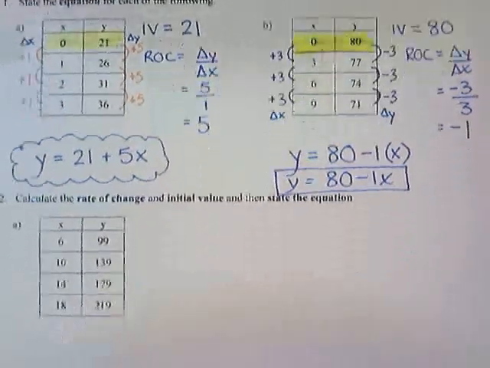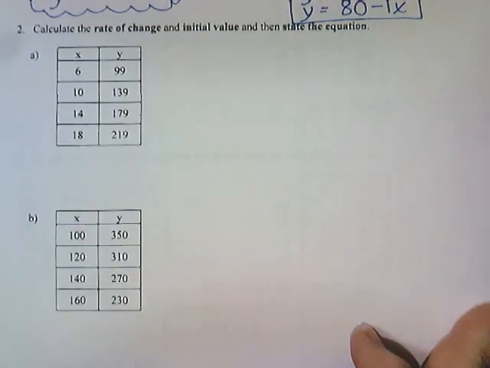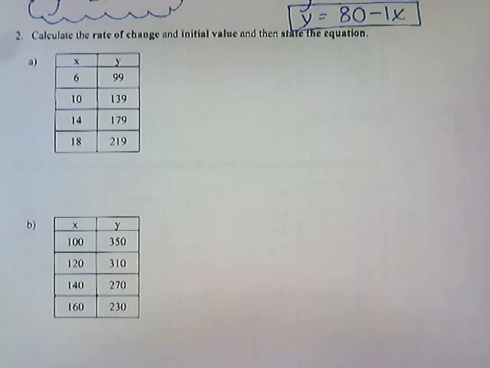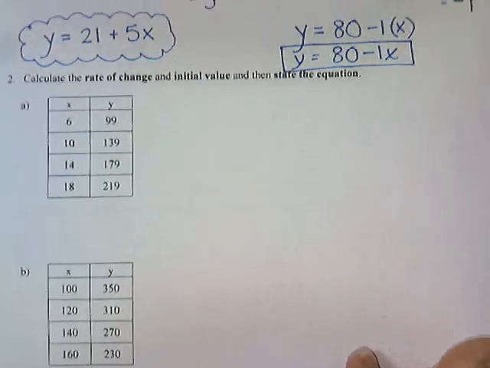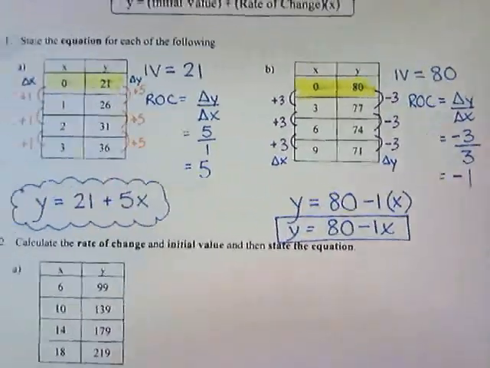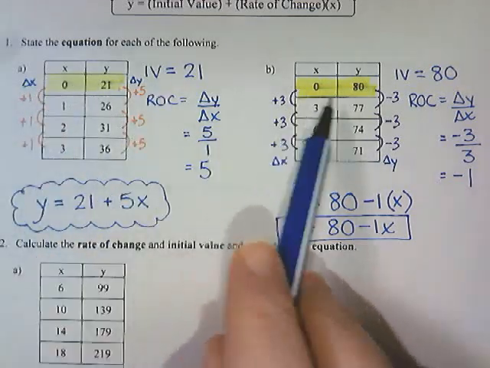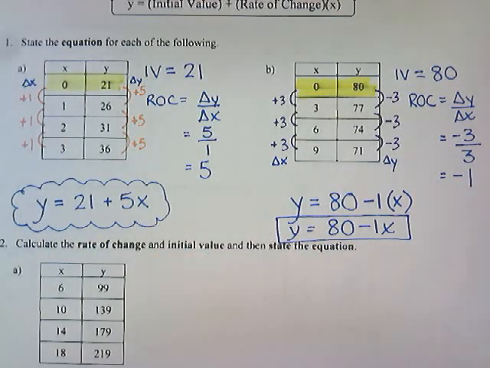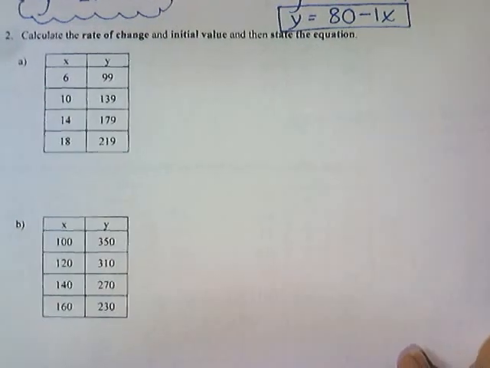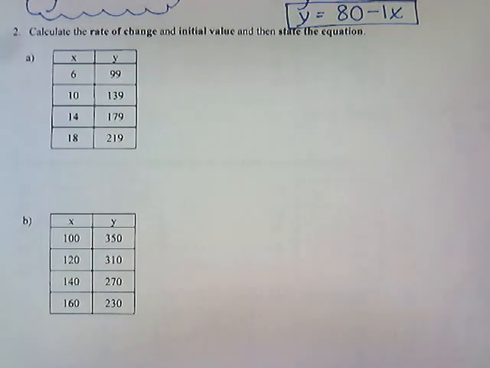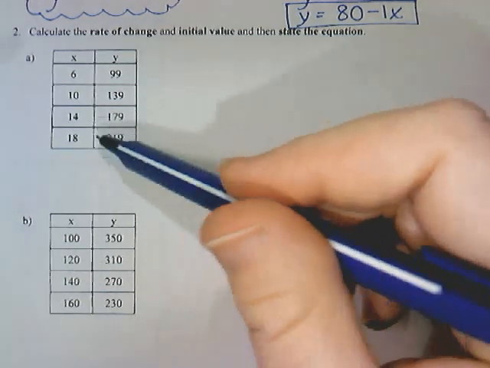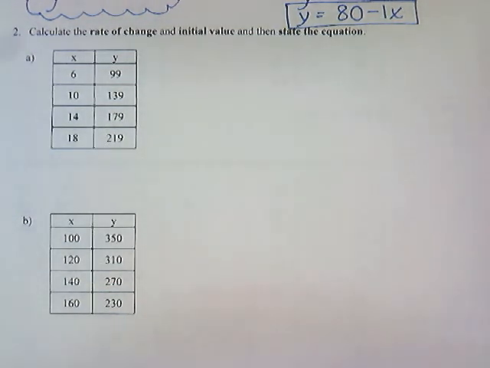So we're going to take a look at question 2 that says calculate the rate of change and initial value and then state the equation. The difference between these questions and these questions is that here the initial value or the zero term was in the table, and here the initial value or zero term is not in the table. So I have a little bit more space because we're going to have to do a little bit more work to try to calculate rate of change and initial value.